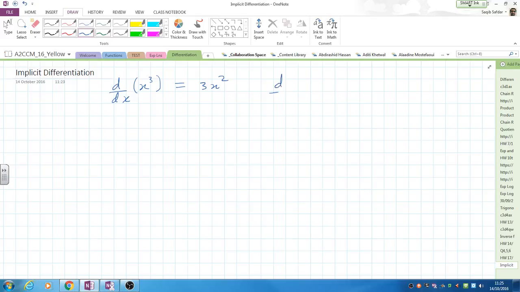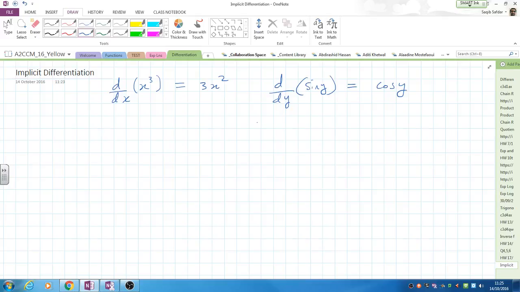If I then change the actual numerator, so I'm going to differentiate with respect to y now, and say I write down the sine of y, that's what I'm differentiating. What would the answer be? Cosine of y, exactly.